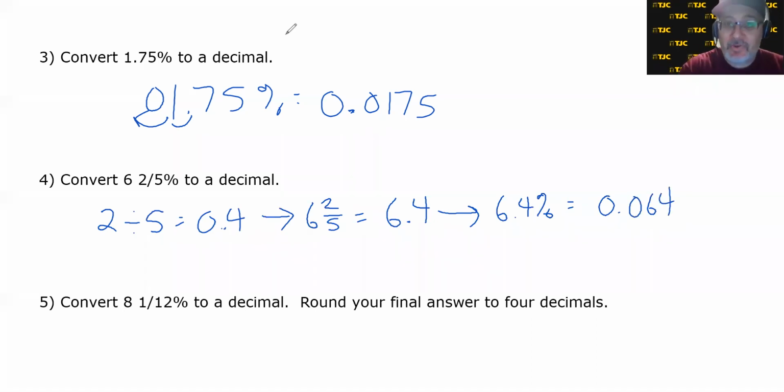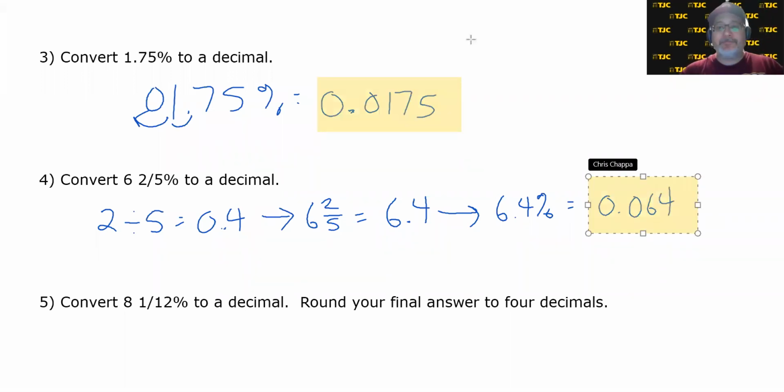I haven't highlighted my answers, and I realized I've surpassed the 10-minute mark, but we'll be done here shortly. Plus, I don't want a part 3. All right, so if you're converting a percent to a decimal, and that percent contains fractions, you are within your rights to turn the fraction into a decimal right away before moving the decimal place. So what could go wrong? Convert 8 1/12% to a decimal, round your final answer to 4 decimal places.